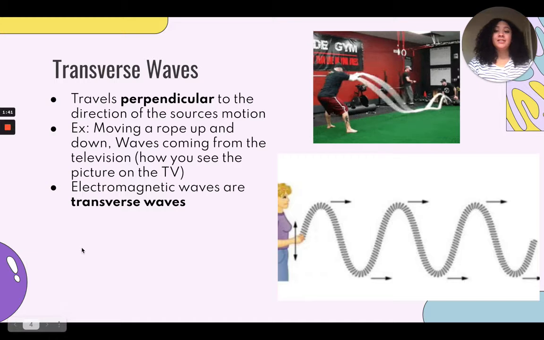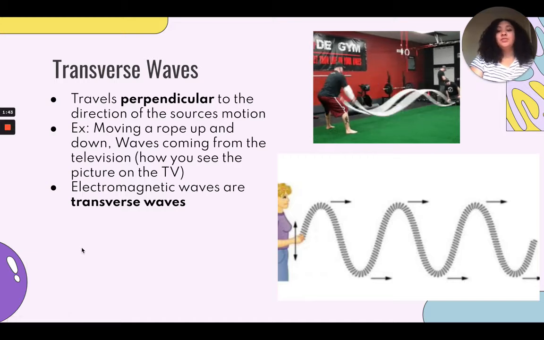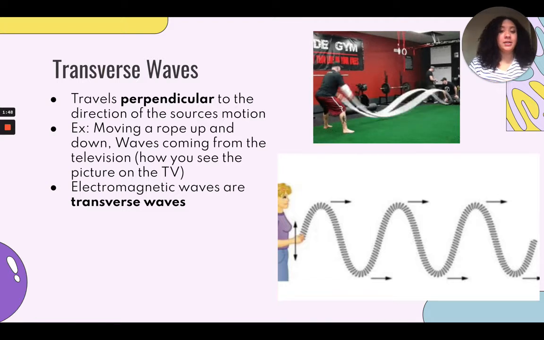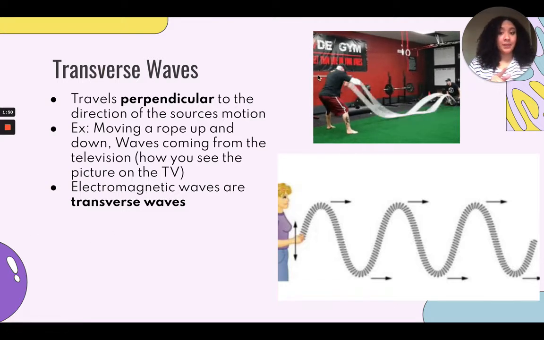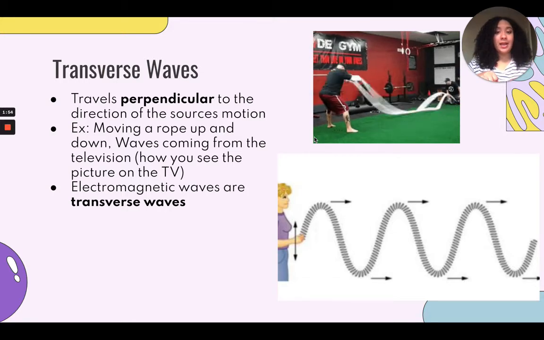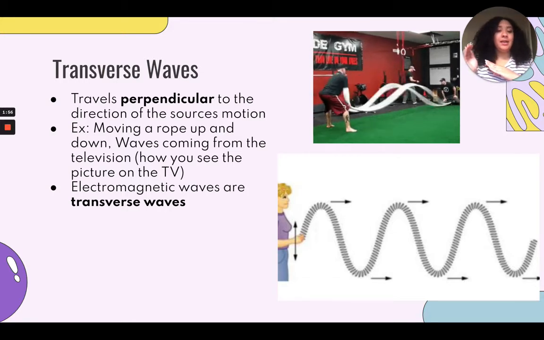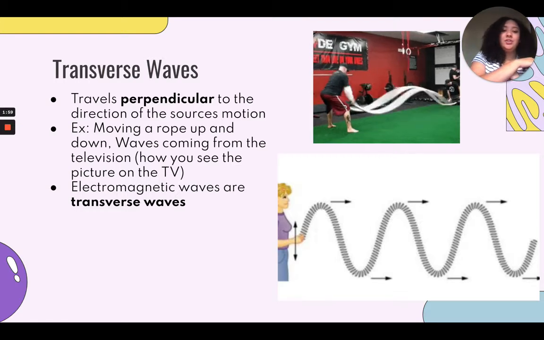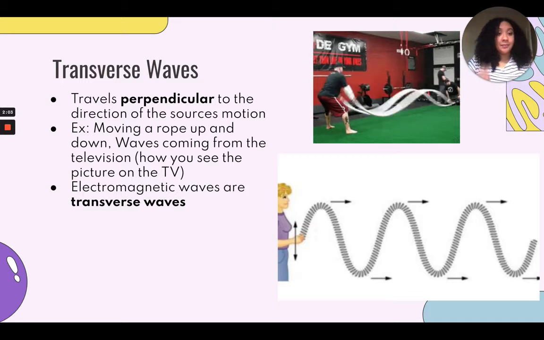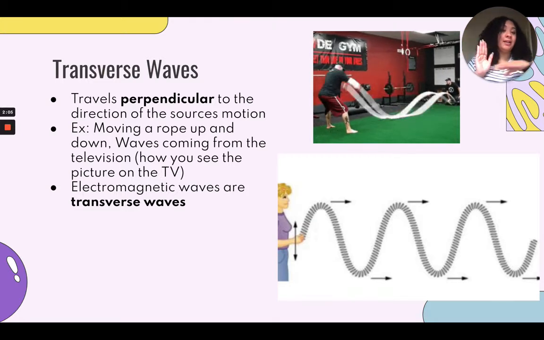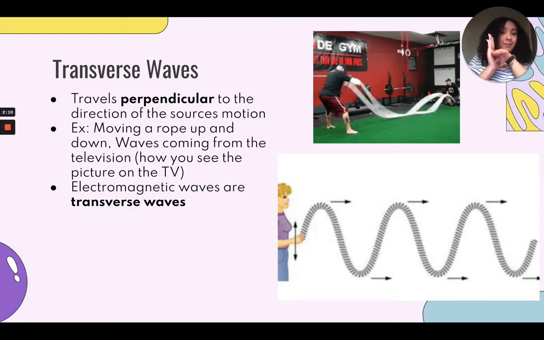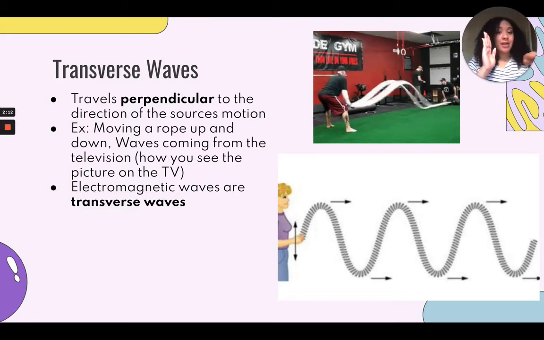So first let's talk about transverse waves. Transverse waves travel perpendicular to the direction of the source of motion. For instance, in this GIF right here, that person is going back and forth, moving in a direction that's perpendicular to the wave. So he's moving up and down, and the wave is traveling left to right. So perpendicular: he's going up and down, the wave is going left to right.